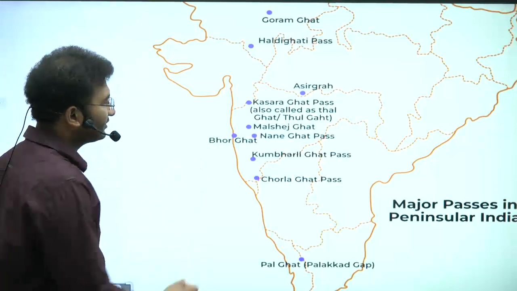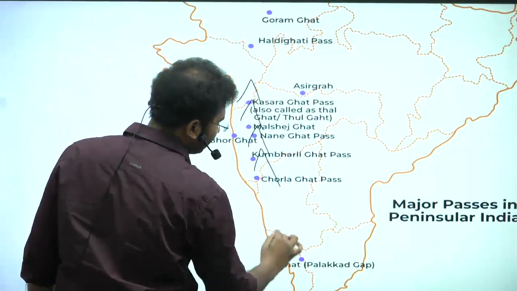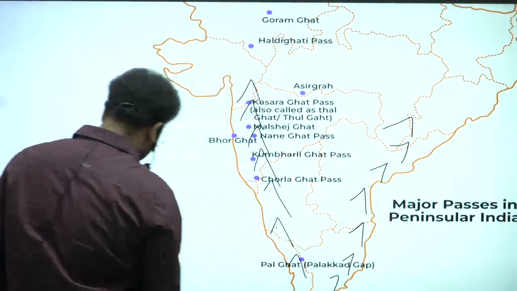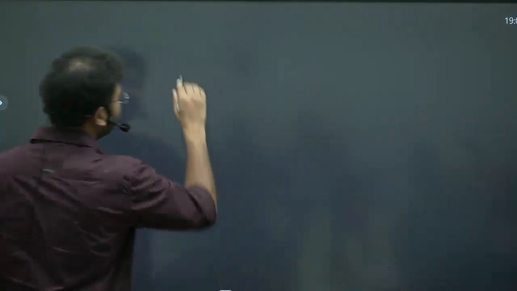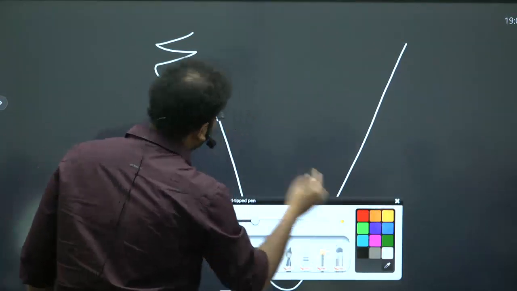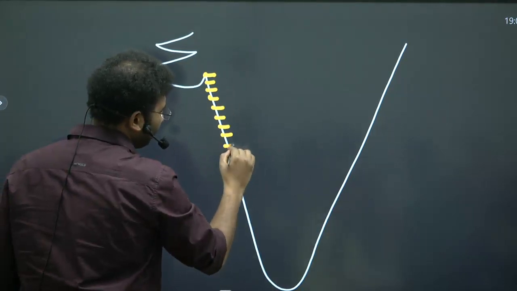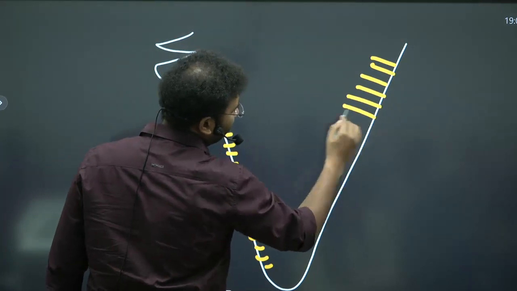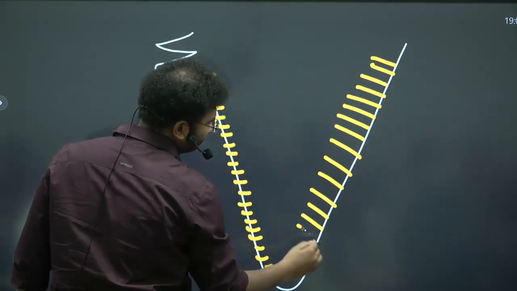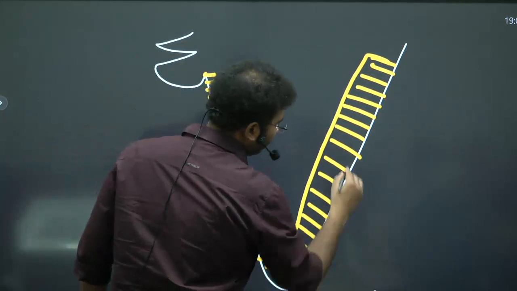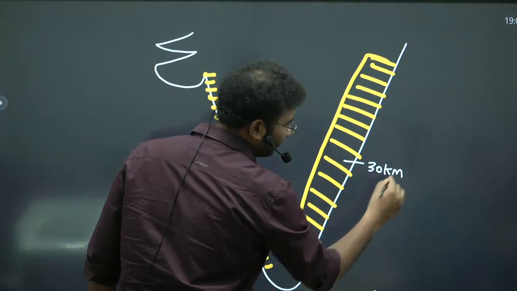Now come to the differences between Western Ghats and Eastern Ghats. So let's try to understand. Did I discuss this, the difference between Western Ghats and Eastern Ghats? First, look at the Western Coastal Plains. The Western Coastal Plains is very narrow, whereas the Eastern Coastal Plains are very broad. The width of this could go up to 30 kilometers from the coastline.